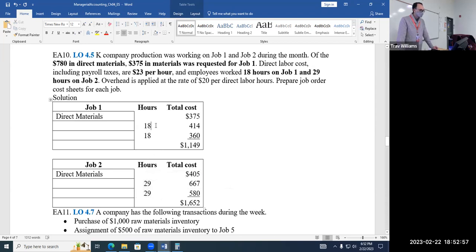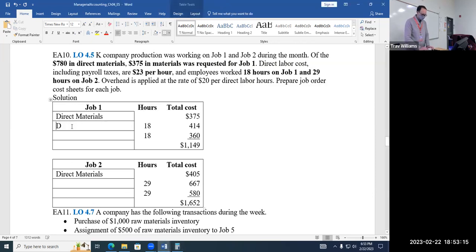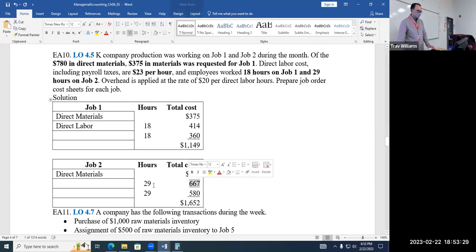So which of these is direct labor? 18 hours at a rate of $23 per hour is 414. So this must be our direct labor, right? And down here, 29 hours at $23 per hour. That is the 667. So this makes sense, right? They're doing direct material, then direct labor. This must be the manufacturing overhead.